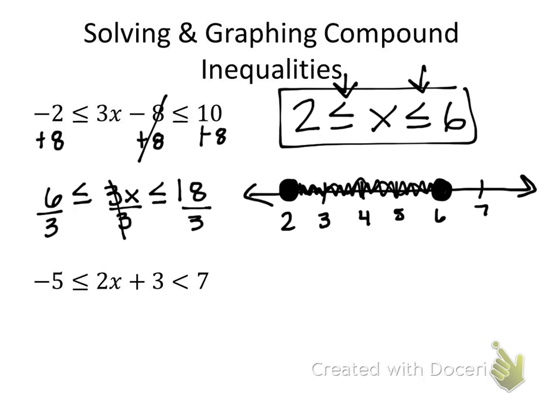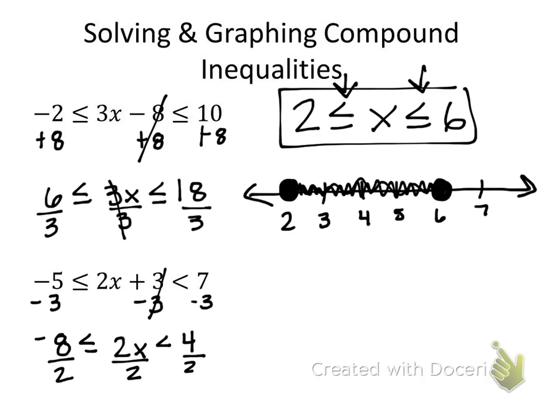Okay, so let's do this next one. What am I going to do to get x by itself? Well, first I need to move this 3, so I subtract it. Whatever I do to the middle, I've got to do to the front and the back. So I have negative 8 is less than or equal to 2x is less than 4. Now I divide by 2, because again, I want to get x by itself. That cancels out, and I get negative 4 is less than or equal to x is less than 2.